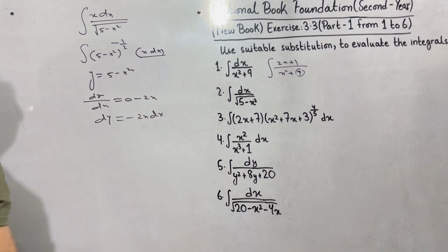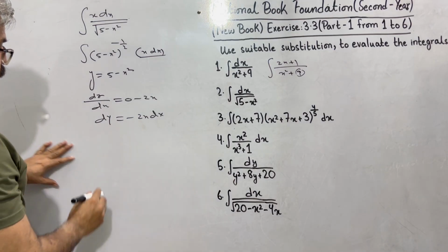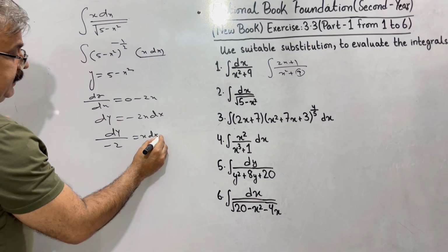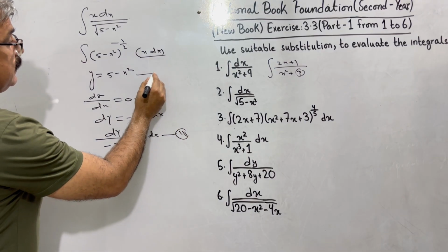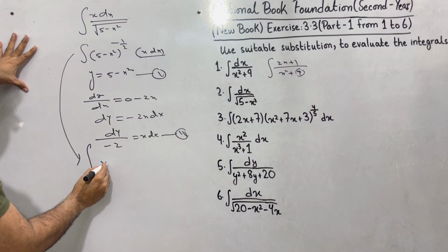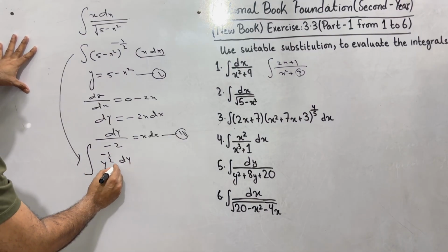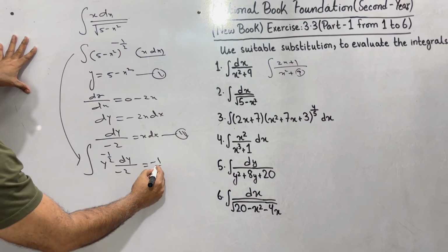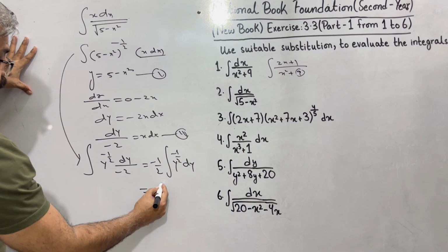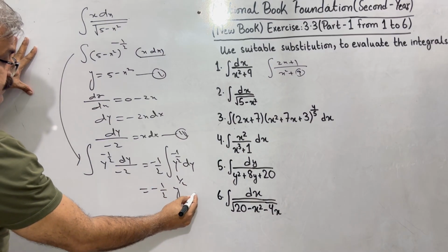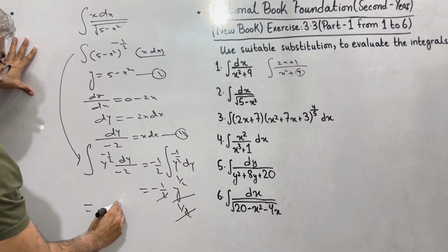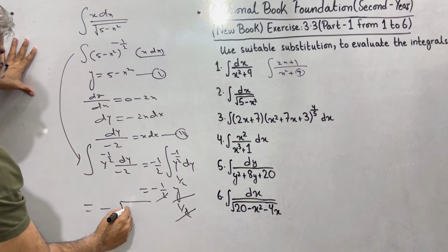Look here, we are only interested in the value of x dx. Shift minus 2 here, it will become dy over minus 2 is equal to x dx. Put here, it will become something like y to the minus 1 over 2 times dy over minus 2. Write minus 1 over 2 outside and simply integrate by adding 1. By adding 1, it will become y to the 1 over 2 divided by 1 over 2. The 2s cancel. Put back the value of y, that is 5 minus x square.